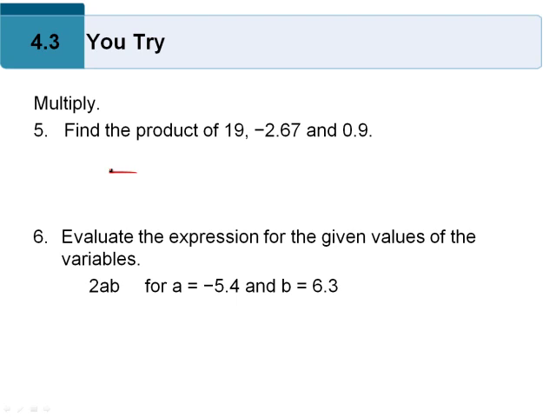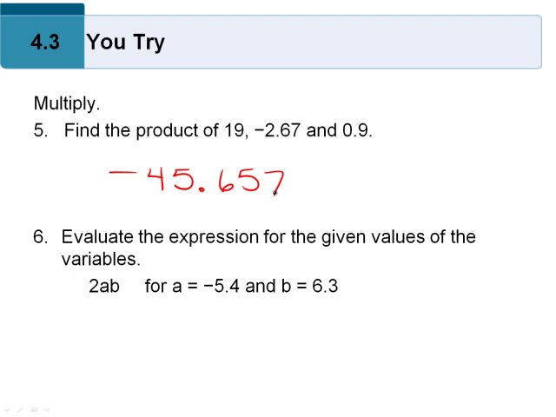We've got 19 times 2.67 times 0.9. And gosh, I need a bigger decimal point on my calculator. Negative 45.657.